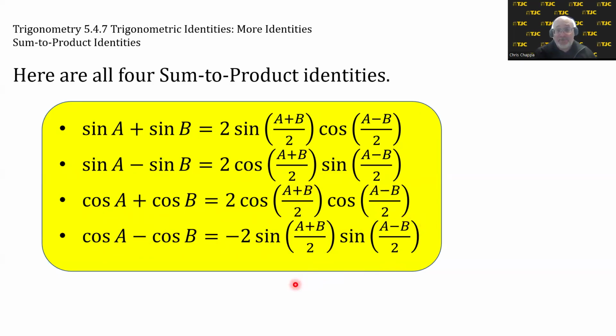Again, this is a lot to memorize. And following with what I said in a previous video, this is not a set of identities that I have memorized, but I understand where they come from and I can rederive them as necessary.